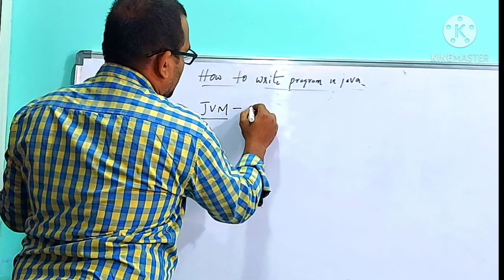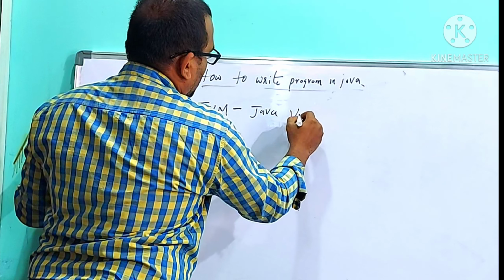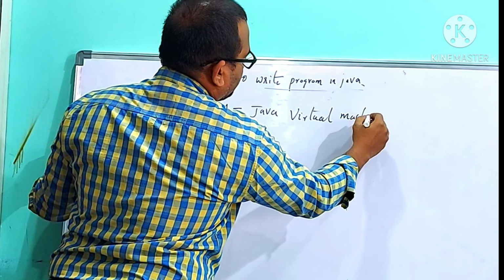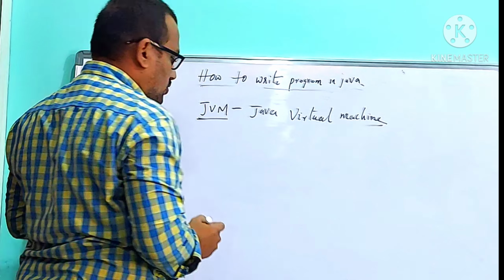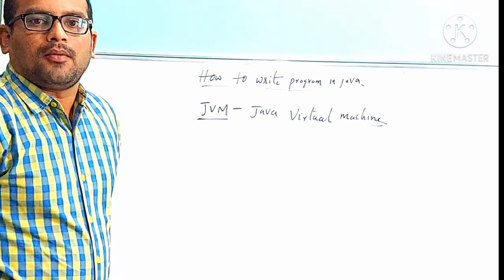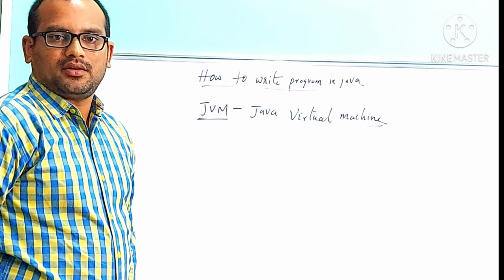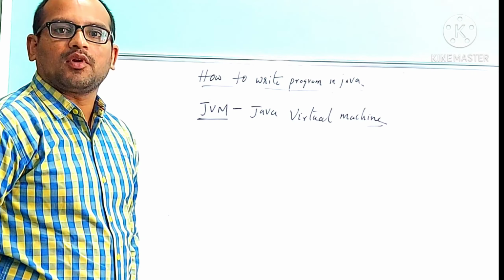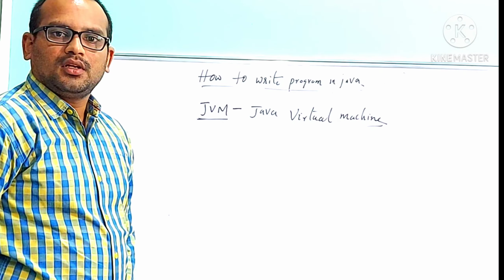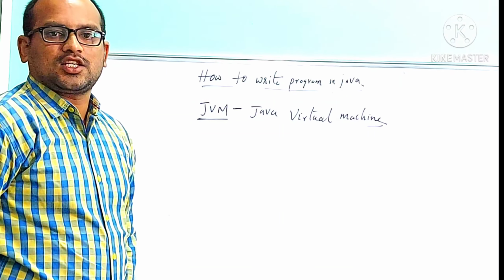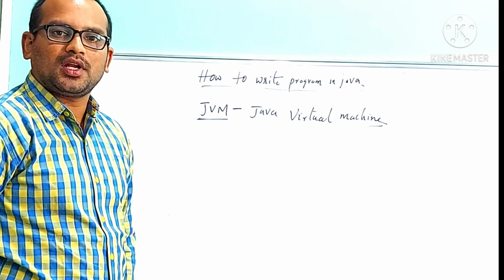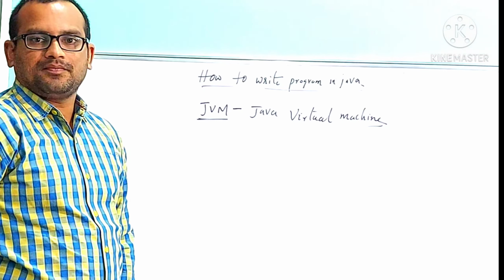JVM full form is Java Virtual Machine. JVM stands for Java Virtual Machine. It is a program, it is a software which executes our Java program. JVM is automatically installed while installing Java software. There is no need to separately install the JVM.